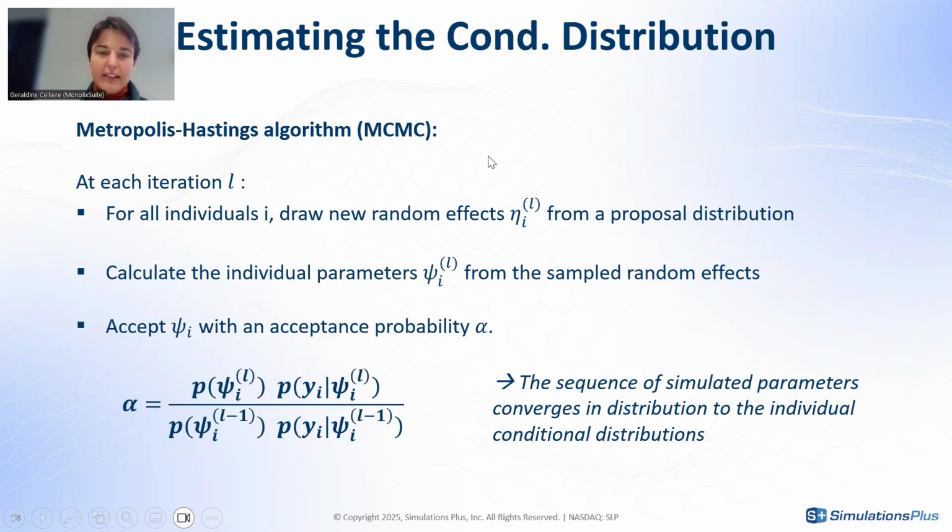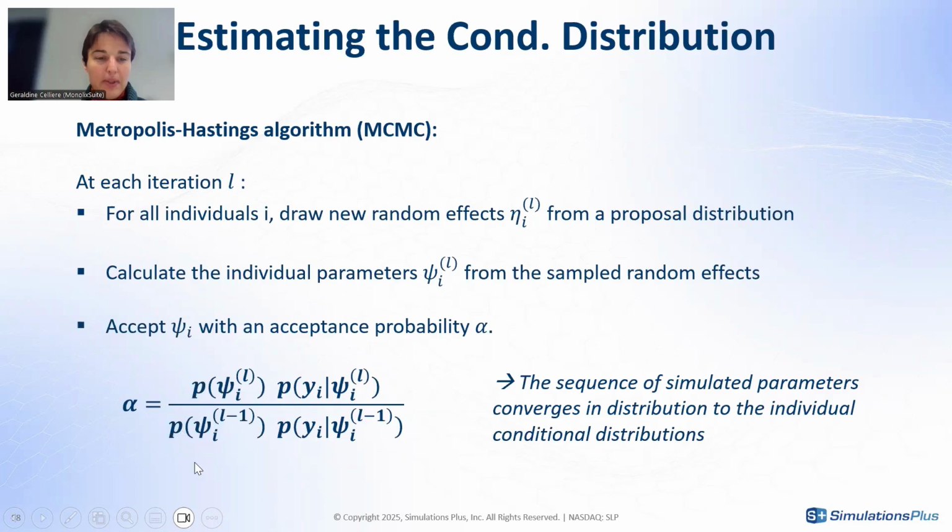So the idea is that at each iteration of the MCMC, for each individual, we're going to draw a new candidate random effect from a proposal distribution. We will see the proposal distribution later. Based on the random effect and on the typical population value, I can calculate the corresponding individual parameter. And then I will check if I accept this new value or not, based on an acceptance probability that is defined here at the bottom.